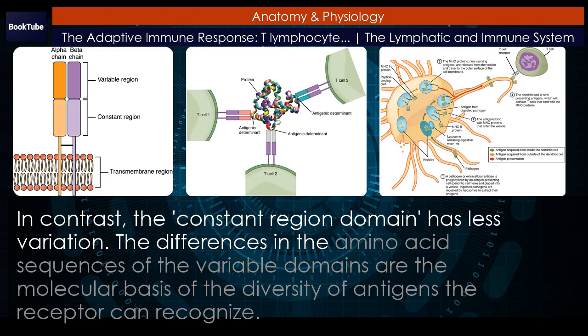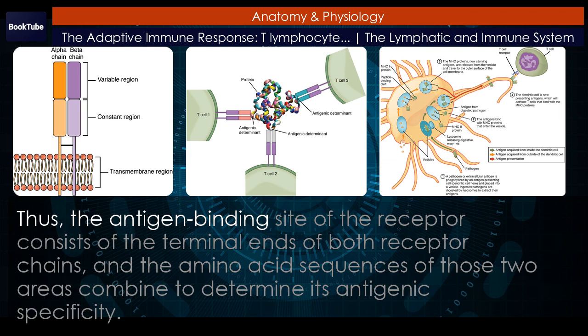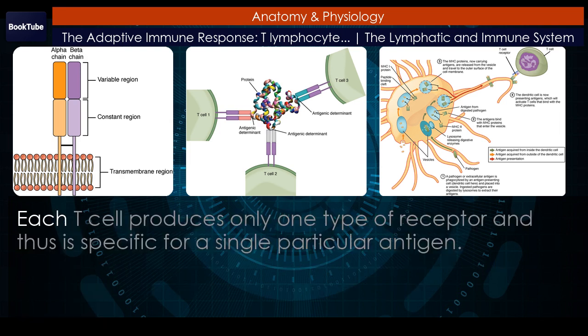The differences in the amino acid sequences of the variable domains are the molecular basis of the diversity of antigens the receptor can recognize. Thus, the antigen binding site of the receptor consists of the terminal ends of both receptor chains, and the amino acid sequences of those two areas combine to determine its antigenic specificity. Each T cell produces only one type of receptor and thus is specific for a single particular antigen.